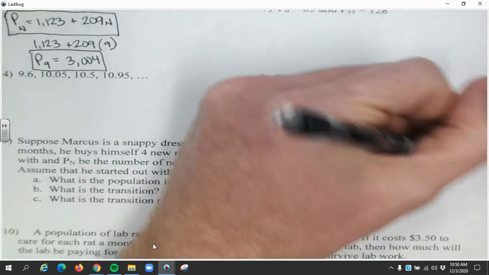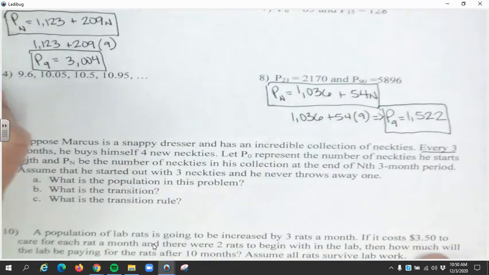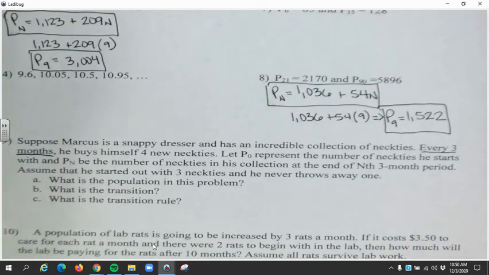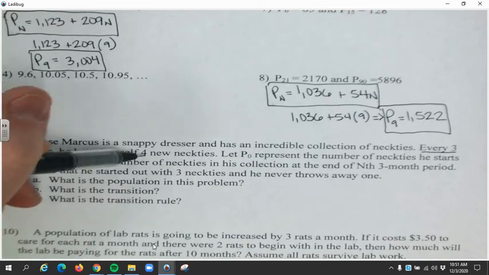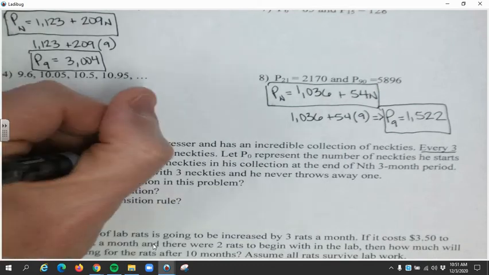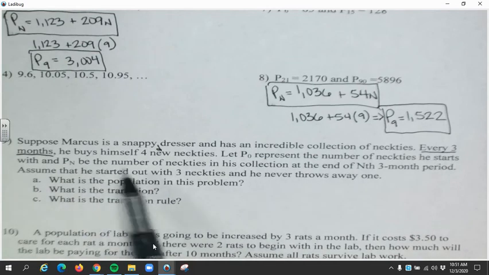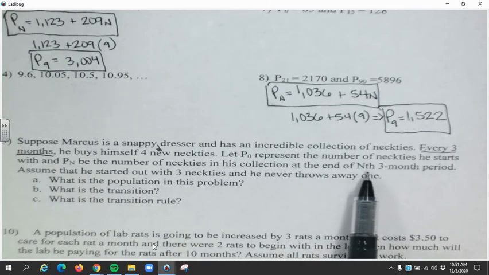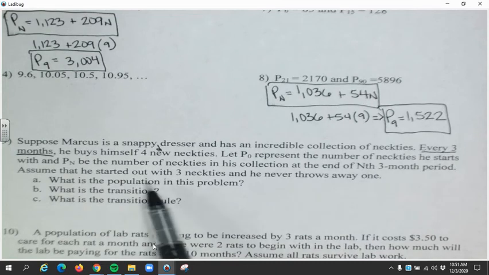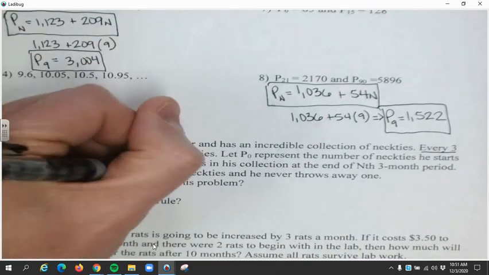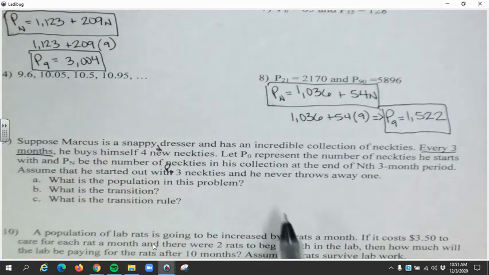So this is your transition. This is your generation, every 3 months. So that is equal to your n. He buys himself 4 new neckties. So that's your common difference. Let P's of 0 represent the number of neckties you start with. P's of n is the number of neckties in his collection at the end of the nth 3-month period. Assume he starts out with 3 neckties, so that's your P's of 0. And he never throws any away.